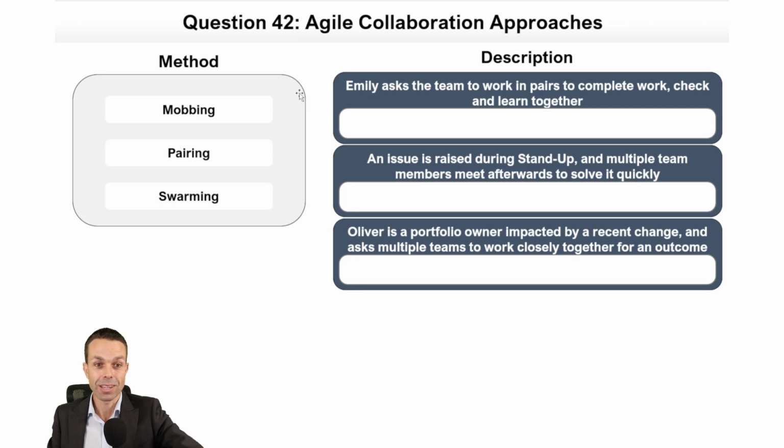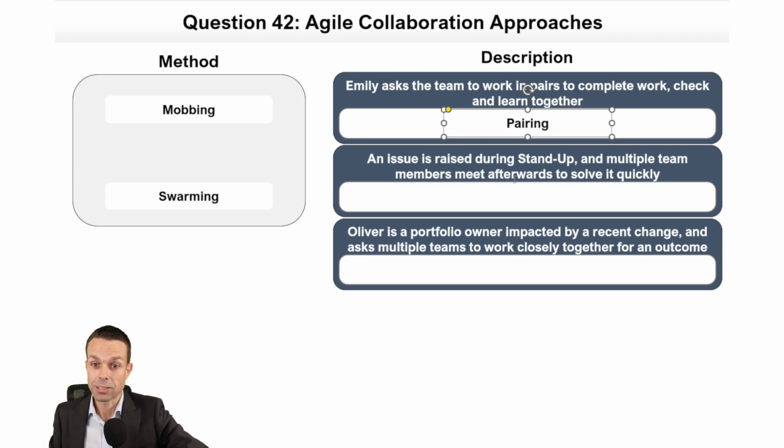All right, Agile collaboration approaches. And we've got mobbing, pairing, and swarming. Emily asks the team to work in pairs to complete work, check, and learn together. They are pair programming, or it could be side-by-side programming, or just pairing if it's knowledge work or something else other than programming.